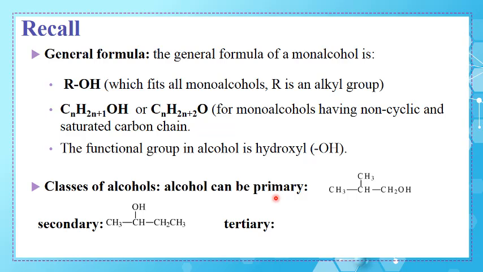Also, an alcohol can be secondary, like this. Look at the carbon to which OH is attached. This carbon is attached to one alkyl group here and to another alkyl group here, so to 2 alkyl groups, so it's secondary. Or it can be tertiary. This carbon attached to OH is also attached to 3 alkyl groups, which are CH3 in this case.